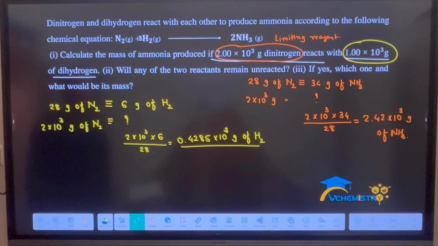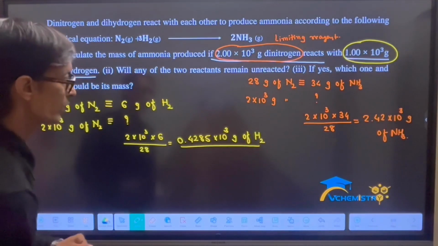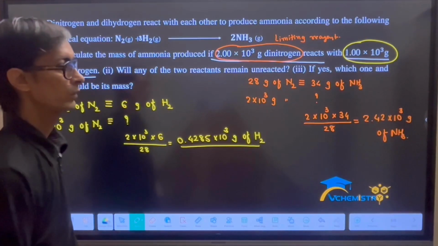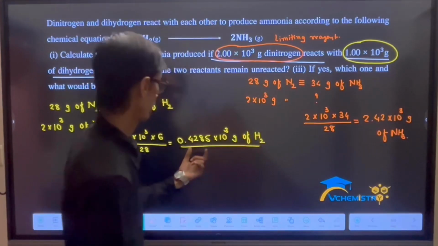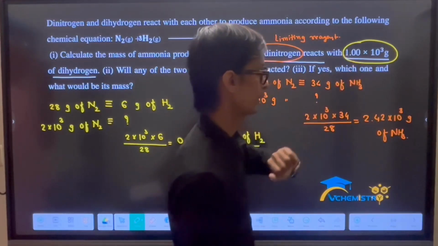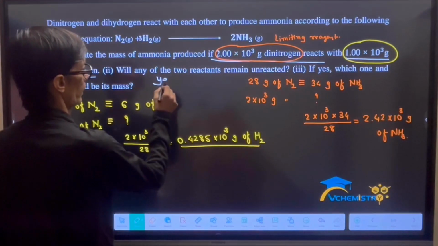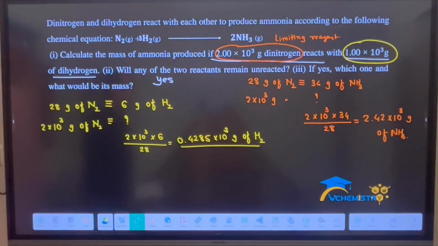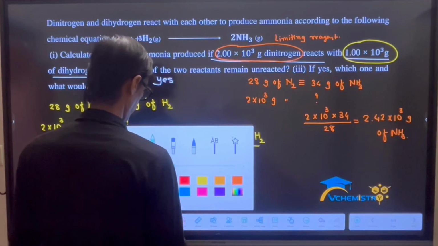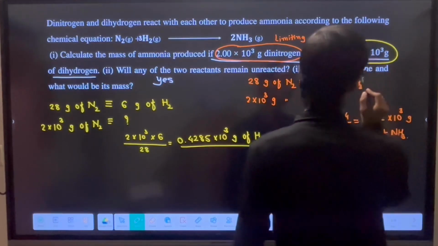Now the second question is, will any of the two reactants remain unreacted? See, the given amount of hydrogen is in excess: required 0.4285 into 10 raised to 3 and given 1 into 10 raised to 3. That means yes. If yes, which one? Now you know, H2. Okay.